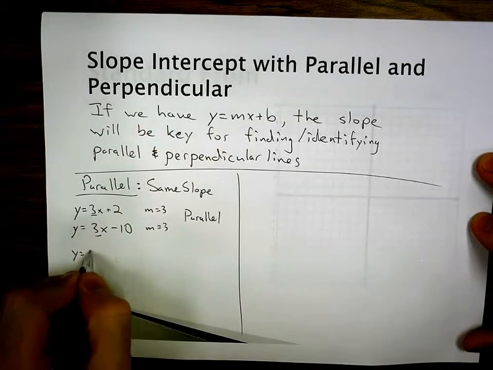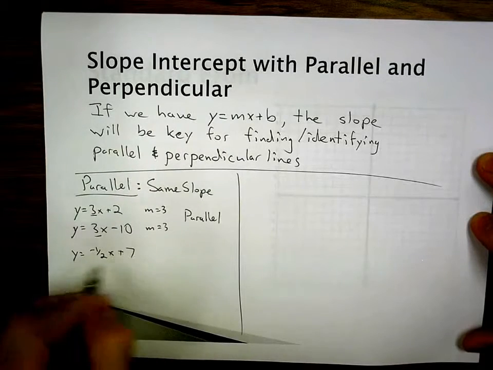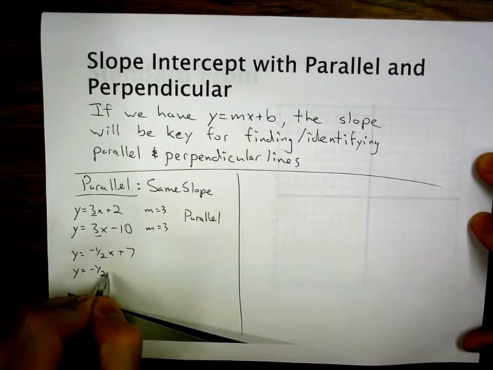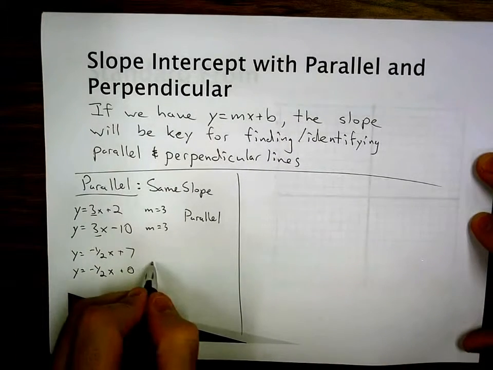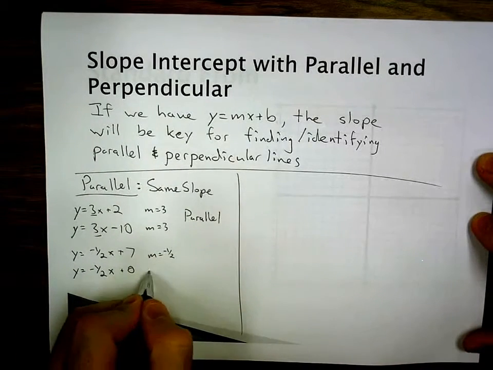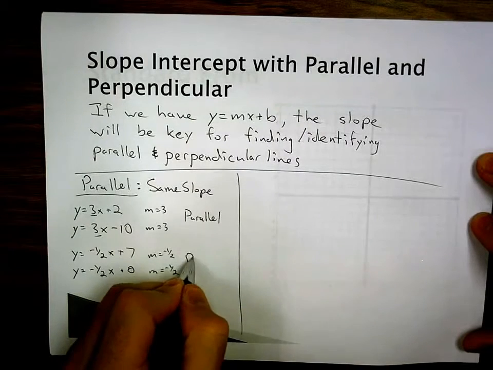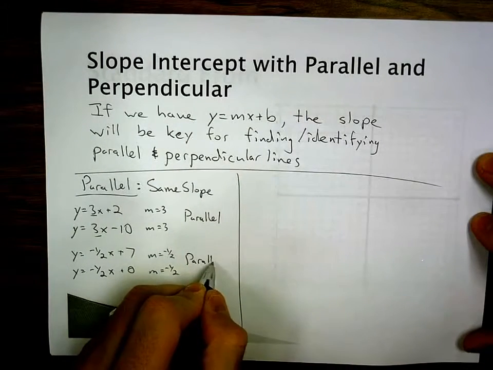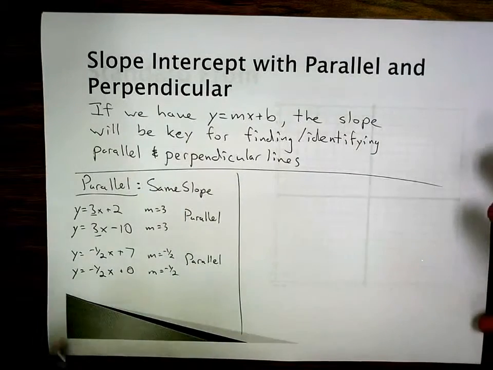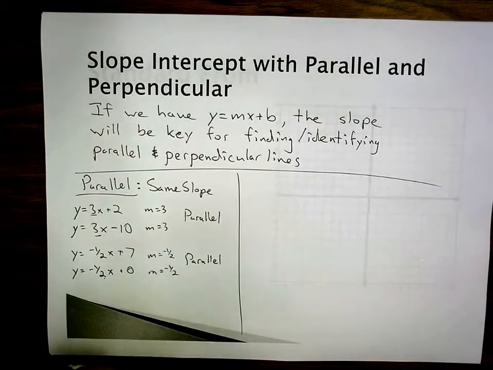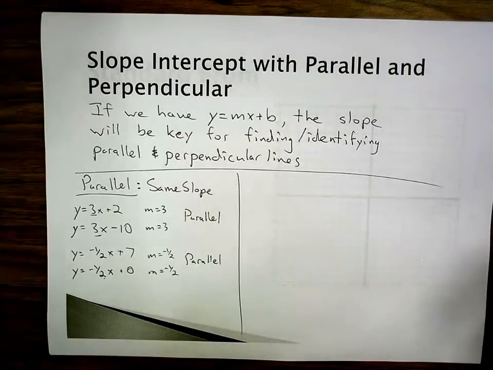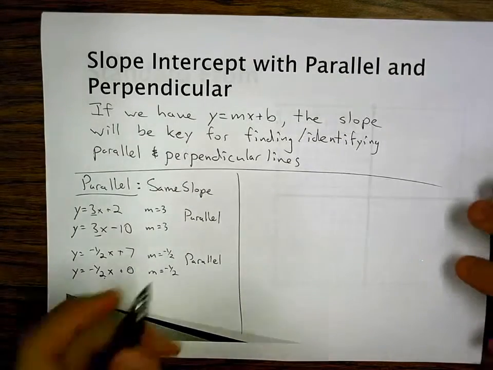If I have y equals negative 1/2 x plus 7 and y equals negative 1/2 x, well, I do have a y-intercept here, it's just actually 0. In both cases, the slope is negative 1/2, so that's parallel. If this coefficient of x, this m value, is not the same, they're not parallel, and that's enough from that. You do have to know how to graph to verify, but just looking at the equations, it will tell you whether or not they're parallel.